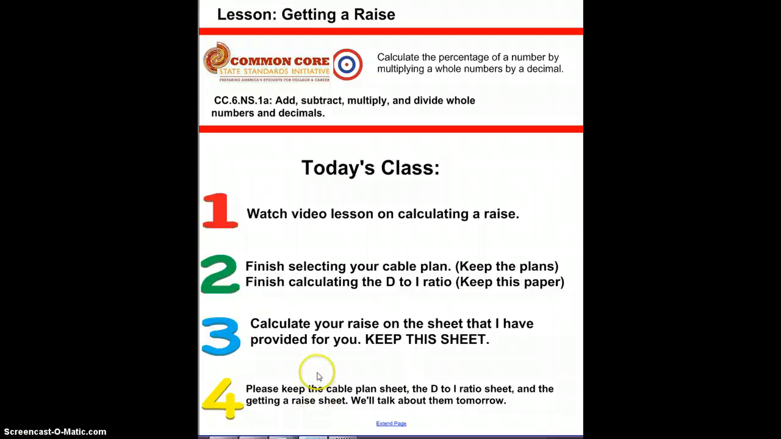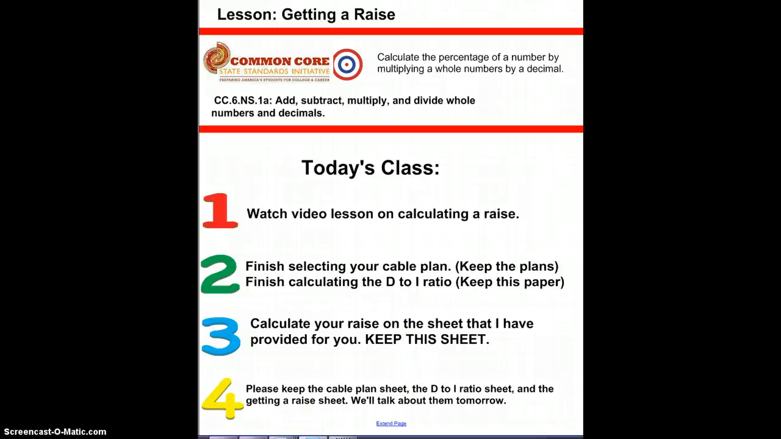Let's go back to talking about this lesson. After you select your cable plan and calculate your new April debt to income ratio, I want you to keep both of those papers. Just please keep them. You're not going to turn them in to me now. We're going to go over them tomorrow, and we're actually going to do some more calculations tomorrow. Then I want you to calculate your raise.